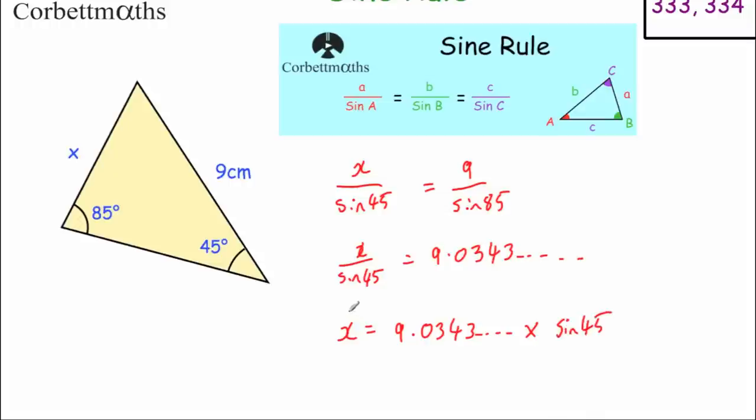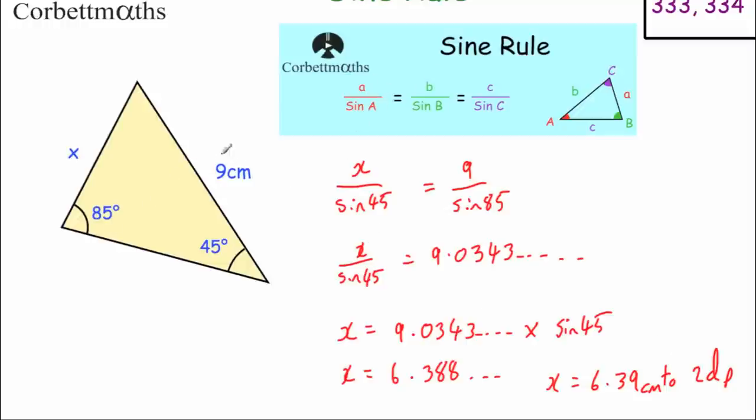So if I just press times sine 45 on my calculator and press equals, I get x is equal to 6.388 and so on. Or I could round this to two decimal places, x equals 6.39 to two decimal places. And I should put in my units, which is centimeters. And that's it.